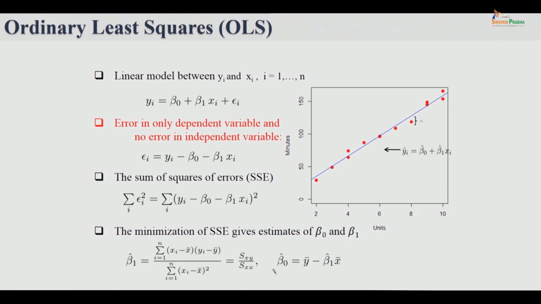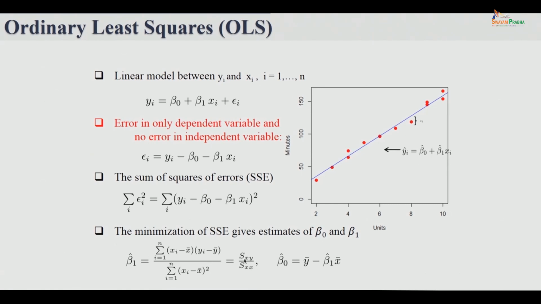Hat always implies it is an estimated quantity, and the estimated value of beta 1 turns out to be the cross covariance between x and y divided by the variance of x. You can prove this. Remember, this cross covariance is essentially like a Pearson's coefficient. If the Pearson's correlation coefficient was close to 1 or minus 1, you could interpret that there may exist a linear relationship. Similarly, you can see beta 1 hat is a function of that coefficient.